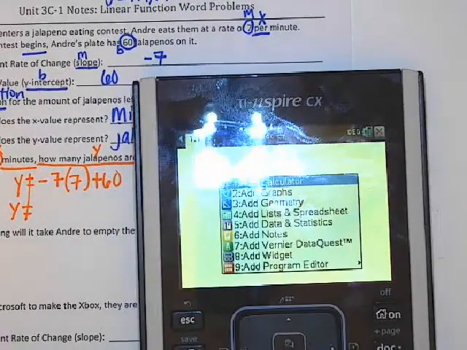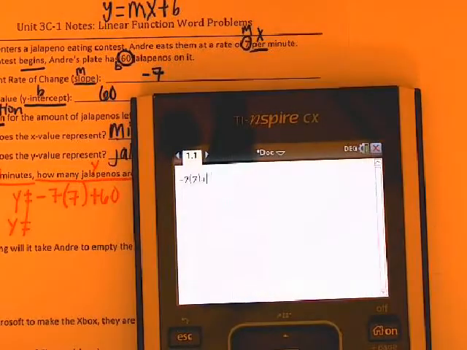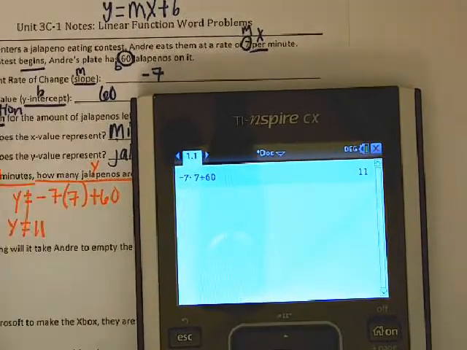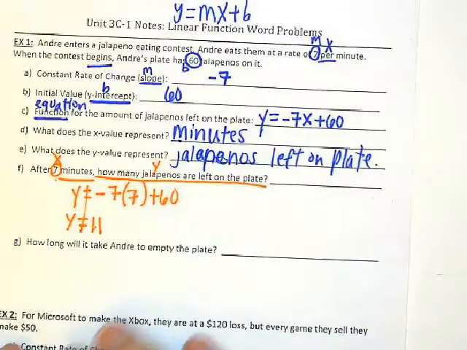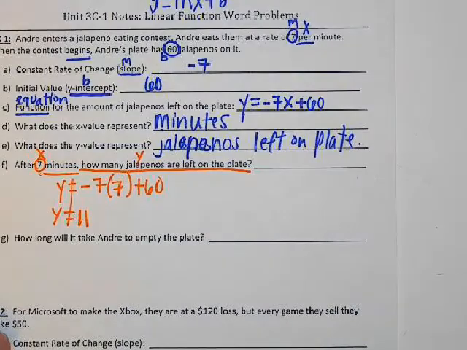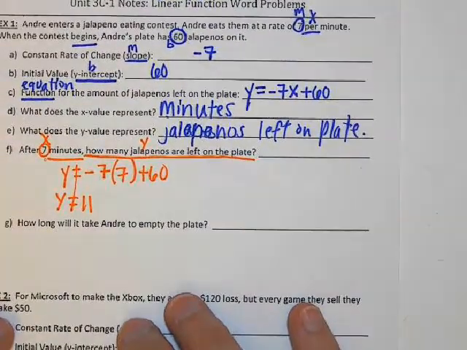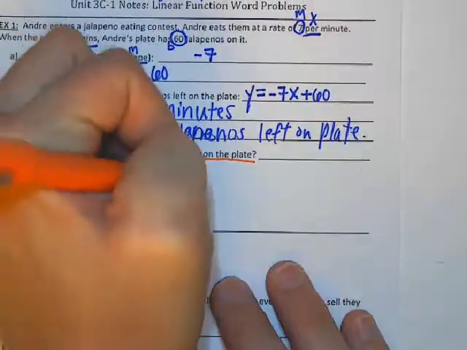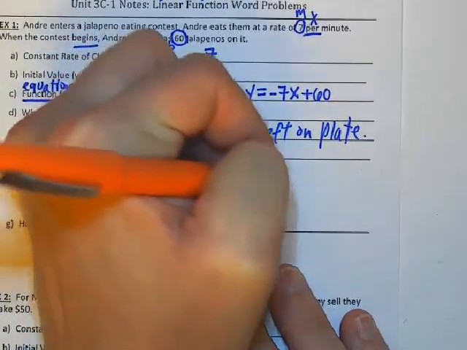Here we go. Put it in the calculator. Negative 7 times 7 plus 60 gives me 11. So y equals 11. Now, what does 11 stand for? y. What does it mean in words? 11 jalapenos left.